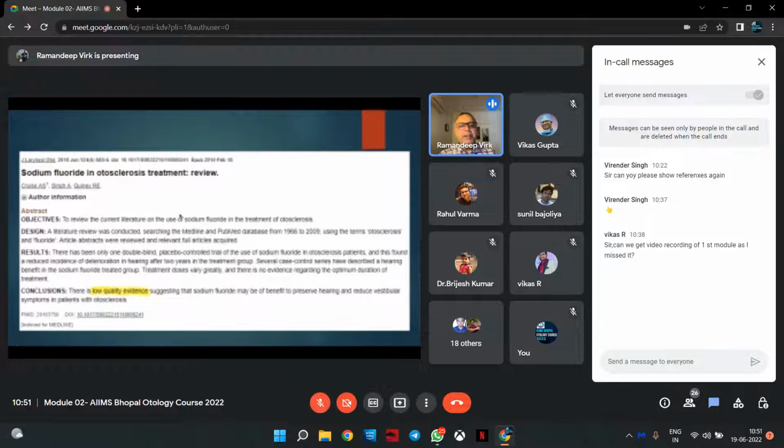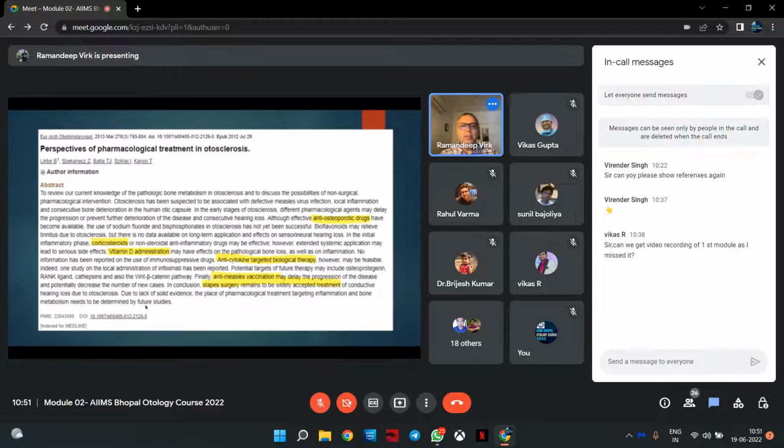Sodium fluoride: repeated studies in the past have shown there is no role. So let's stop teaching that sodium fluoride will stop the progress of the disease or will make it better. It will not. So we routinely do not prescribe sodium fluoride for the management of otosclerosis. If you search the literature, there are studies which show that it's very low quality evidence that sodium fluoride may be of benefit to preserve hearing and reduce vestibular symptoms in patients with otosclerosis.